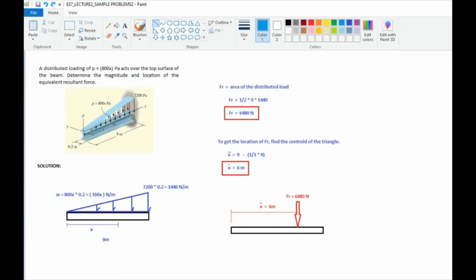For this problem, a distributed loading of P equal to 800x pascals acts over the top surface of the beam. Determine the magnitude and location of the equivalent resultant force. The 800x pascal acts over this entire length.